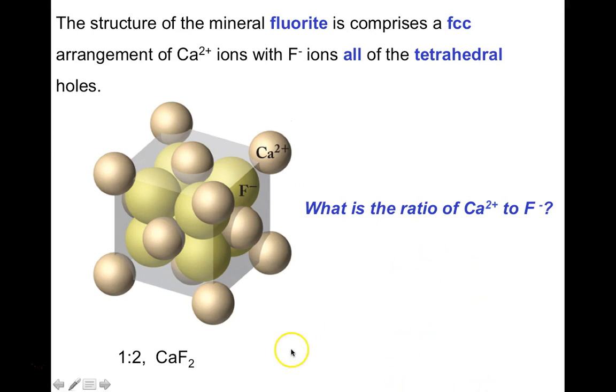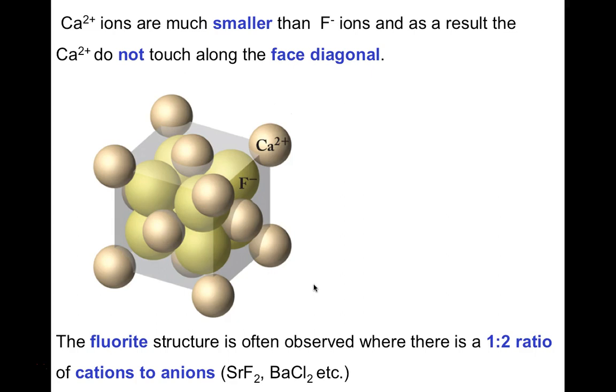And that makes total sense because we need 2 fluorides to balance the double positive charge on the calcium ion. So this is a way in which ionic compounds can achieve a 1:2 ratio of cations to anions.